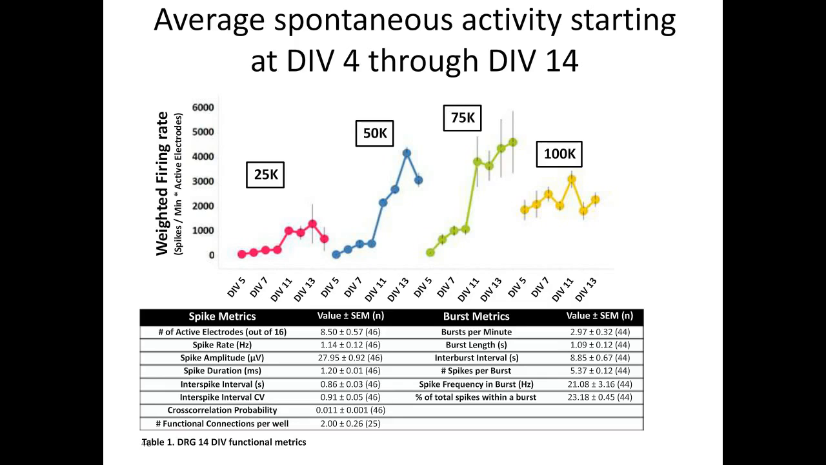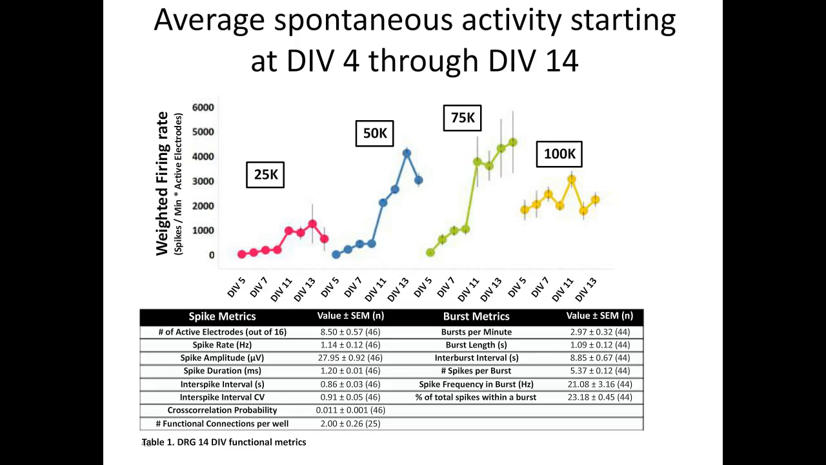And also, in contrast to hippocampal and cortical cultures, you can see here in terms of the connectivity, the cross-correlation probability, and the functional network connections below that, that these DRGs really aren't networked up. They're sort of autonomous neurons, mostly in a tonic state, just firing single action potentials. But they do have some bursting activity, which you can see here. It's not that much. We got about 3 bursts per minute on average from these DRG neurons.